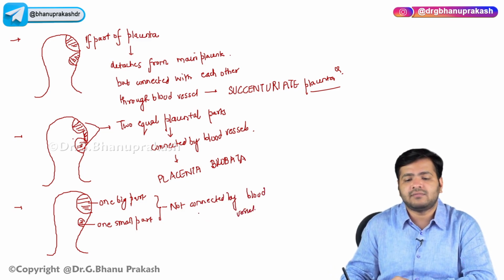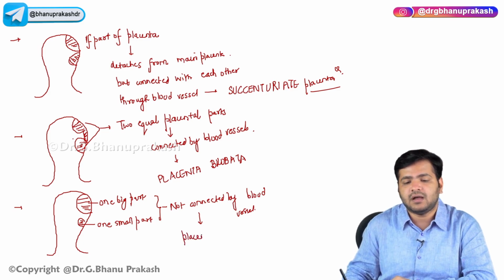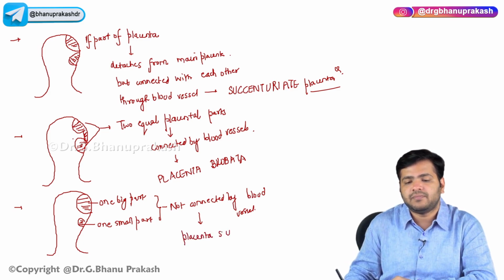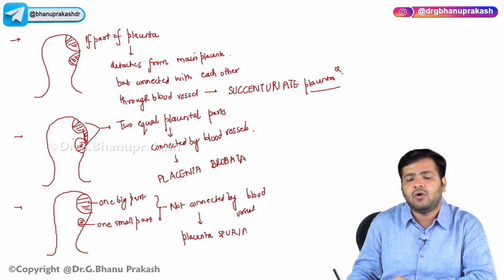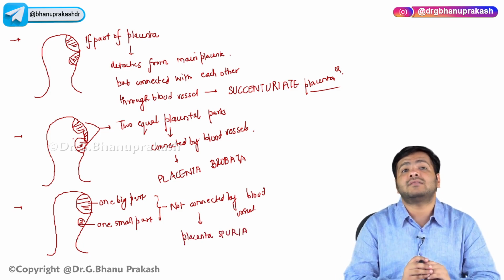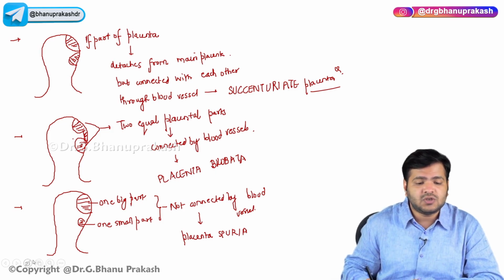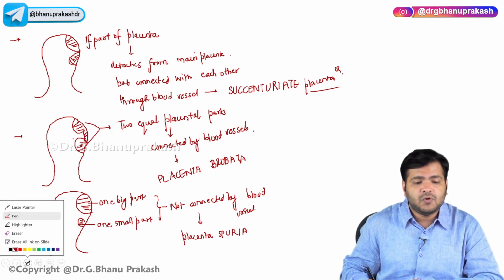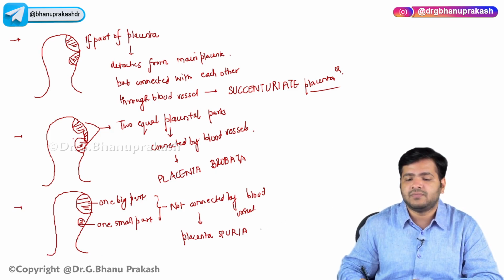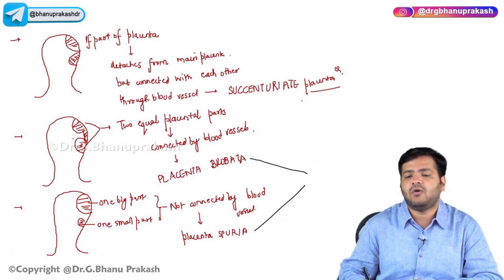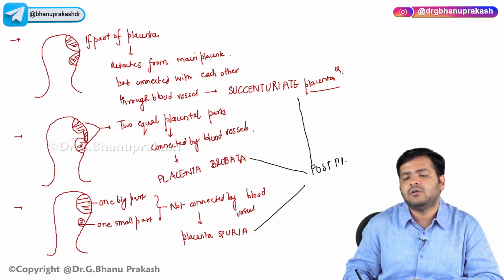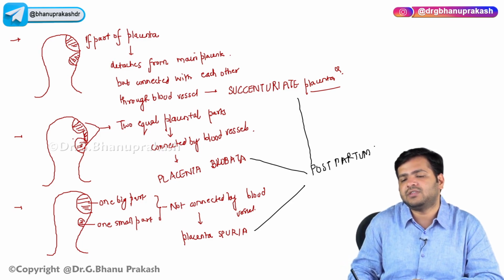So this is called placenta spuria, right? Now, placenta bilobata, circumvallate placenta or placenta spuria, all of these can lead to postpartum hemorrhage, right?